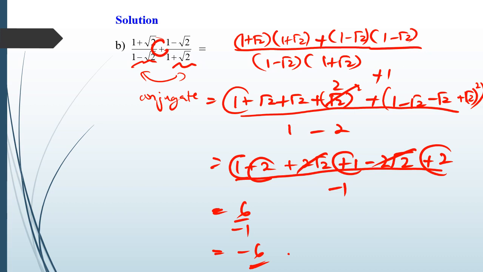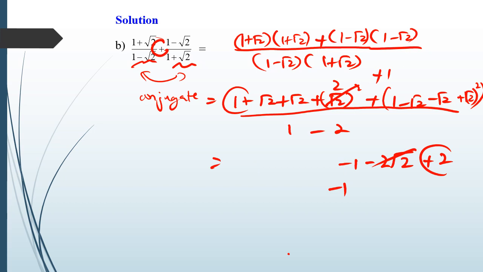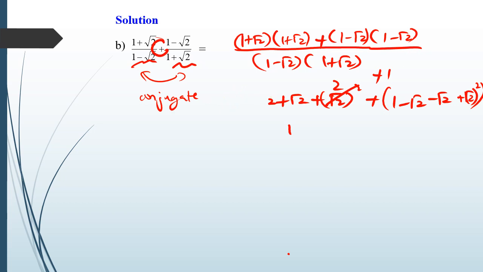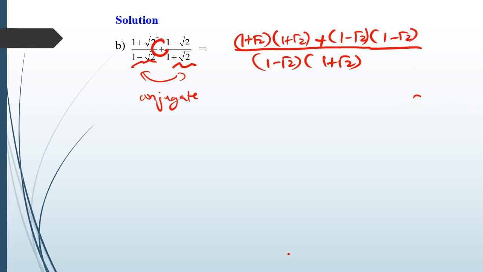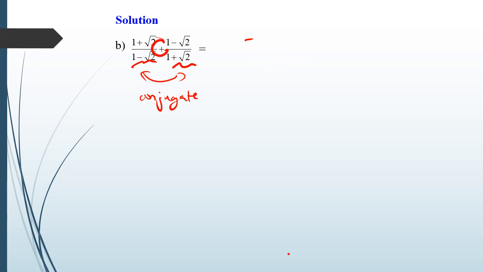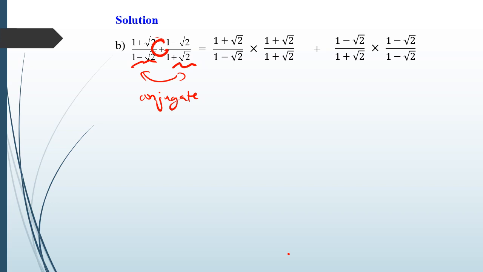Or what you can do, we can multiply with the conjugate of the denominator for each of the fractions first, and then we do as usual. So this one, because I want to do directly, because we know that the denominators are conjugate with each other. So let's see the second method to solve this question. Okay, so the second method, we multiply with the conjugate of the denominator for each of the fractions.